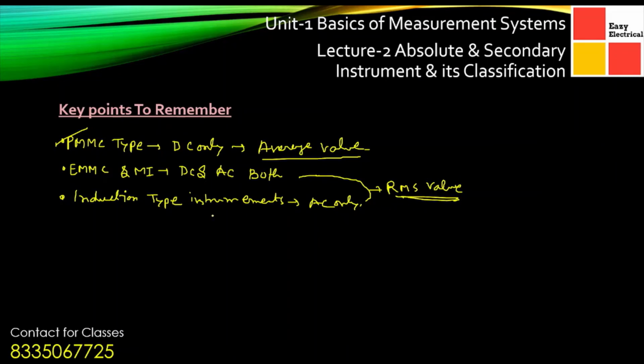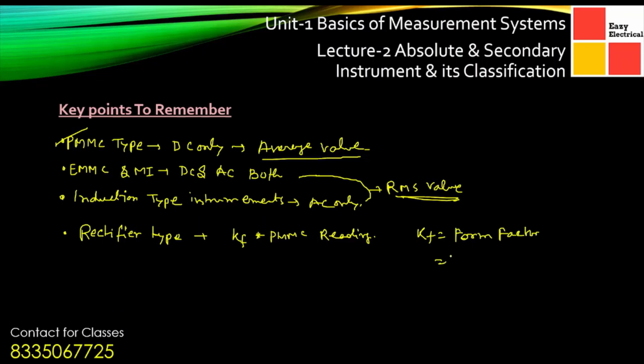Now we have one more type of instrument called the rectifier type instrument. Basically, a rectifier type instrument is nothing but a PMMC type instrument. Whatever the PMMC reading is, if we multiply it with the form factor, we will get the rectifier type instrument result. So Kf is the form factor. We know a simple value, 1.11, for the form factor, but this is for a sinusoidal signal. If the input is sinusoidal, we can say that the Kf value is 1.11.